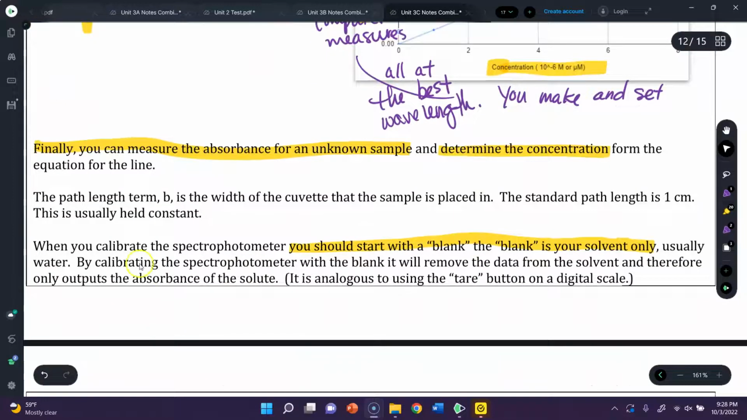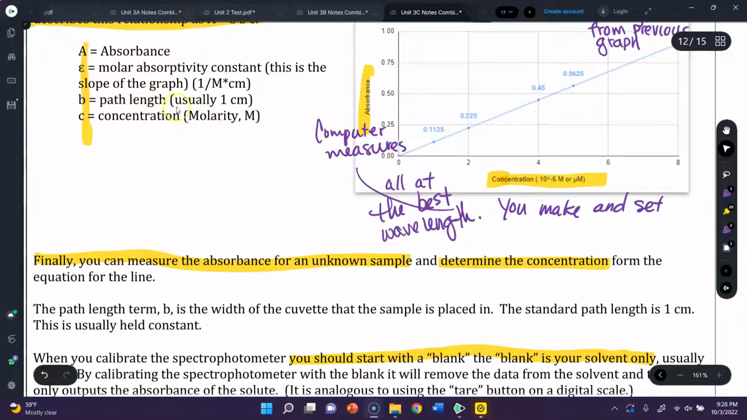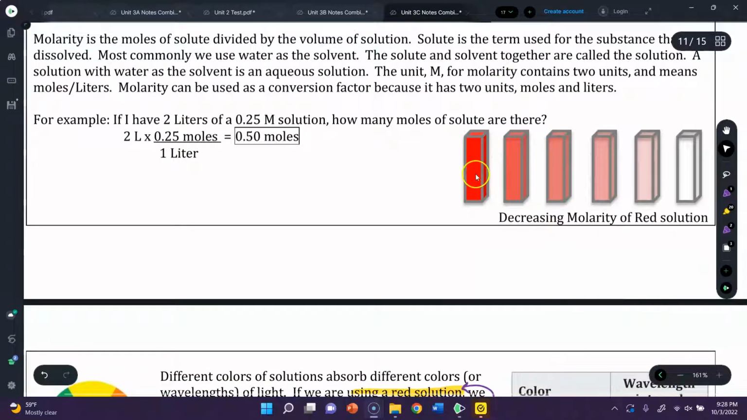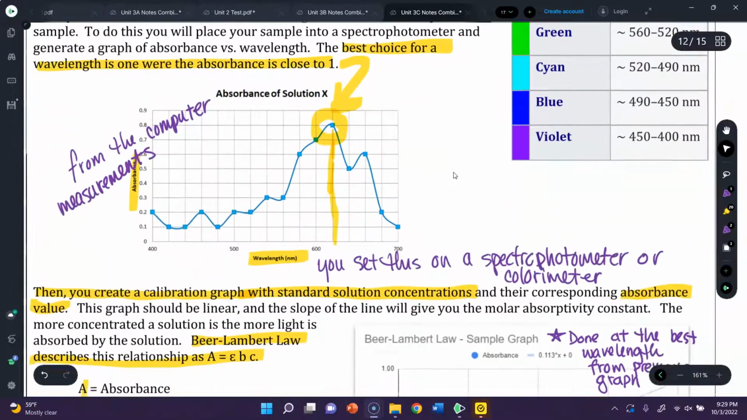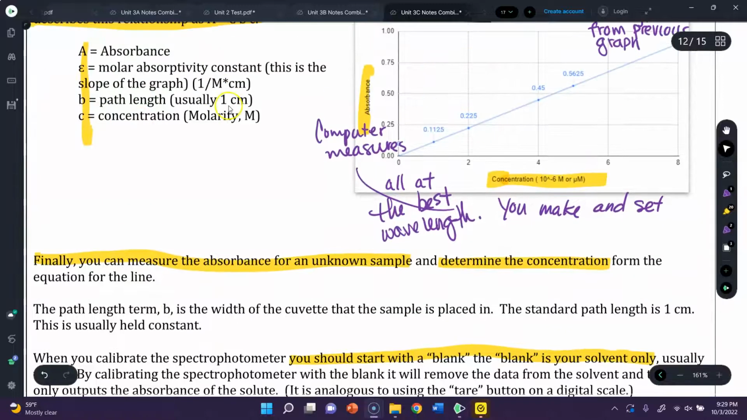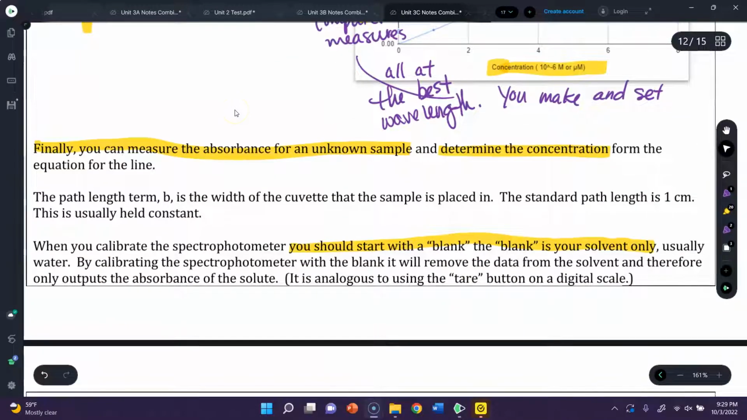The path length, term B from up here, is the width of a cuvette, which are what these are. These are little square test tube thingies that sit in the spectrophotometer. These are generally 1 centimeter in length to hold it all constant. Makes the math really easy because then you're just multiplying by 1.